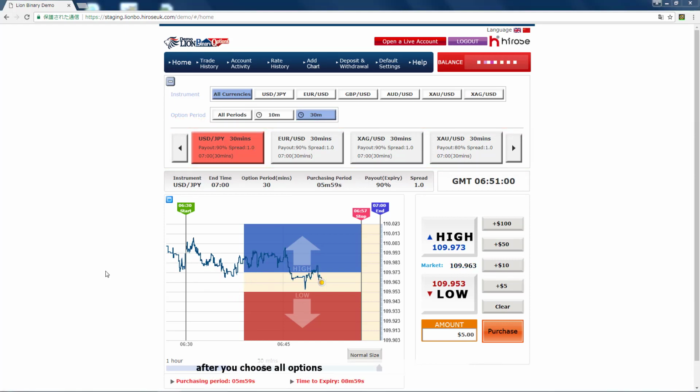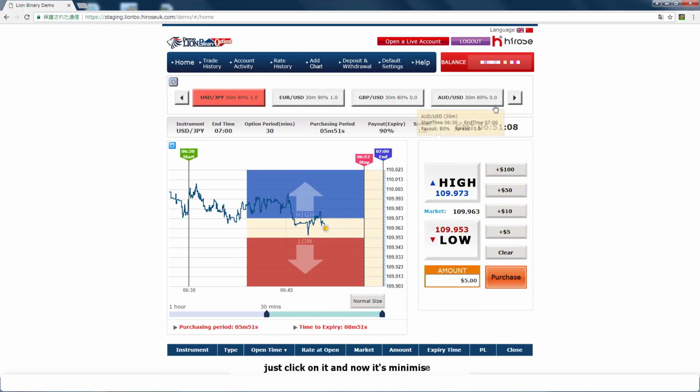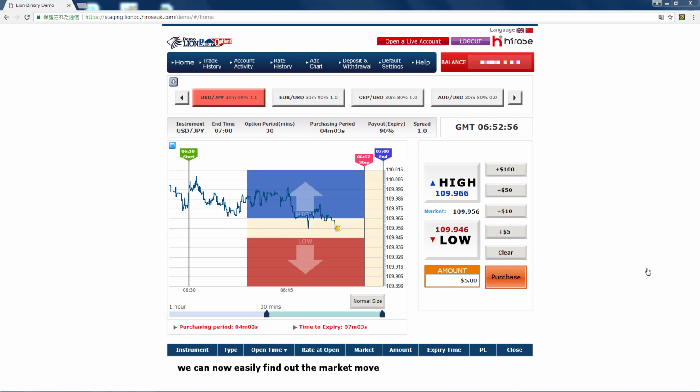After you choose all the options here, you can minimize these two bars. Just click on this minimize button here, and now it's minimized. What it does is filter out all other options for you, so that you can concentrate on only the 30 minutes charts here. Now you can easily find out the market movement for all the currency pairs.